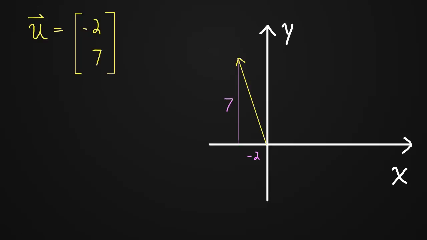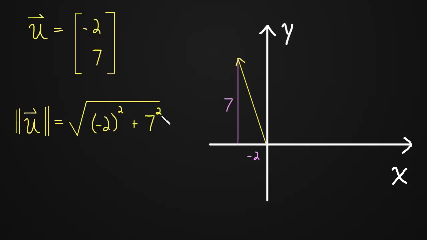Okay, and now the length of u, again, is just given by the Pythagorean theorem. And we can just skip right to the final step. This is just going to be equal to the square root of -2 squared plus 7 squared, which turns out to be 53, the square root of 53. And that's it. It's as simple as that.